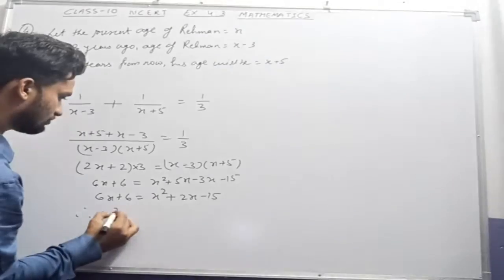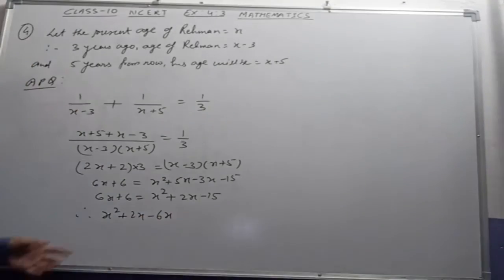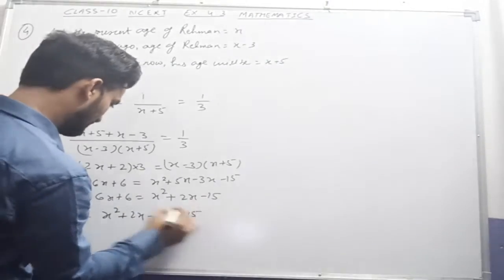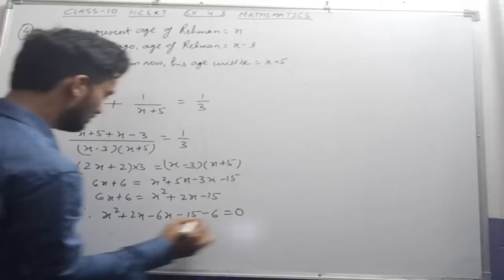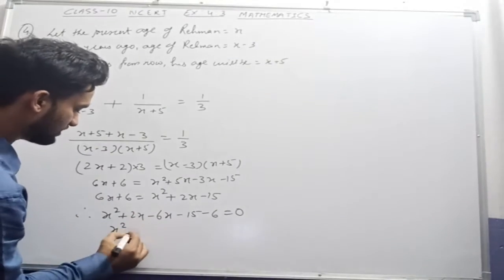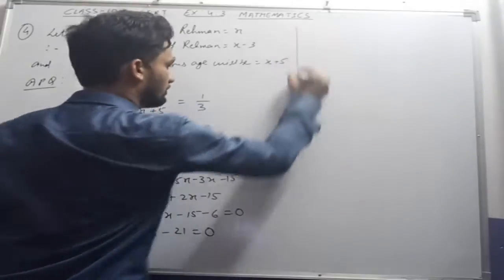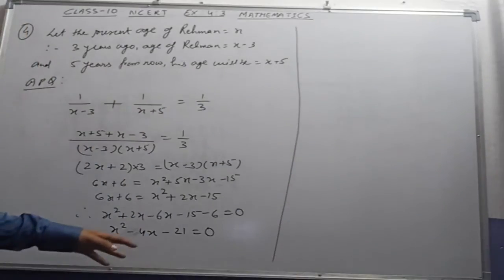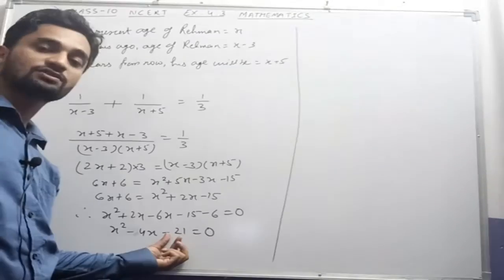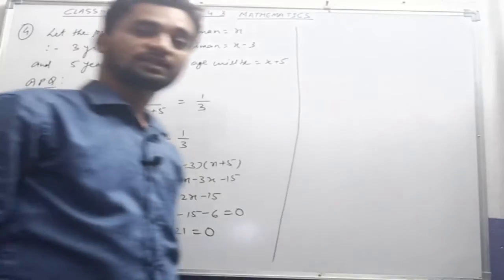So this will be 6X plus 6 is equal to X square plus 2X minus 15. Therefore, X square plus 2X, and this plus 6X will move that side, it will be minus 6X, minus 15, this plus 6 minus 6 equal to 0. So X square plus 2X minus 6X, minus 4X, minus 21 is equal to 0. Now find the two numbers whose product will be minus 21 and on adding will be minus 4. So 7 and 3.